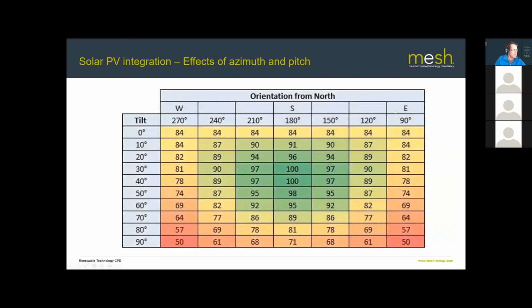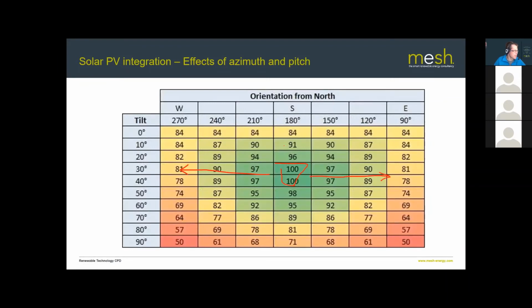So in the UK, this is typically how you get what percentage of your output you might expect compared to the ideal. So in the middle here, we've got our due south and 30 to 40 degrees, and that's these squares here, so 100% here. And then obviously as you move out from there, you start reducing in terms of efficiency.